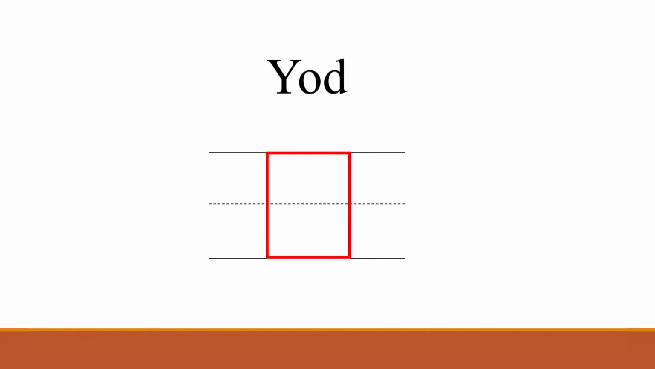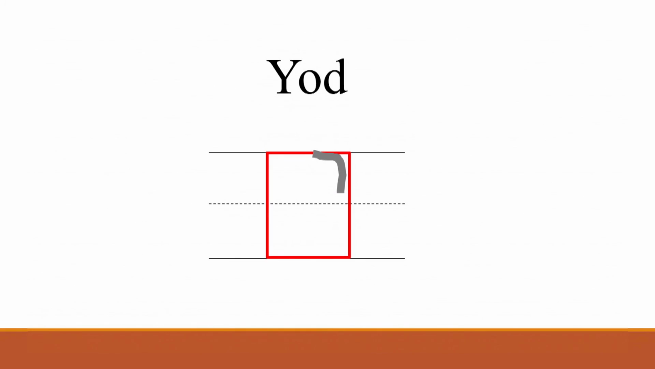What I have here is lined paper. As you see, there's a dotted line in the middle. And then I have a red box. And this will help you see what are the wide and the narrow letters. So the Yod is a simple letter. It's just a one-stroke letter. You start at the top and curve your way down. So you should practice writing this a few times. And as you write the Yod on your lined paper, you should repeat the name, Yod, Yod, Yod.